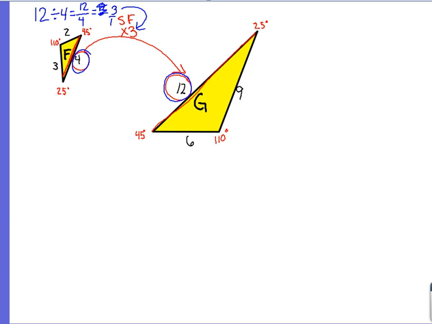If I do my scale factor going the other way, from the big triangle to the smaller triangle, again I would take my sides and I would say 12 and 4, but instead of taking 12 and dividing it by 4, I'm going to take 4, divide it by 12, which is the same as 4 divided by 12 written as a fraction, which reduces to 1/3. 4 divided by 4 is 1, 12 divided by 4 is 3, so I have a scale factor of 1/3.